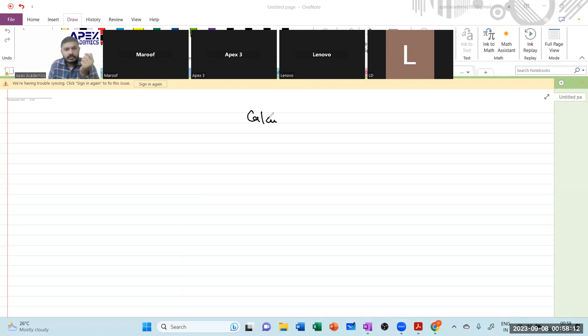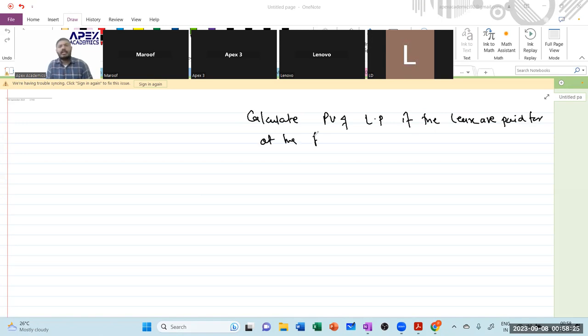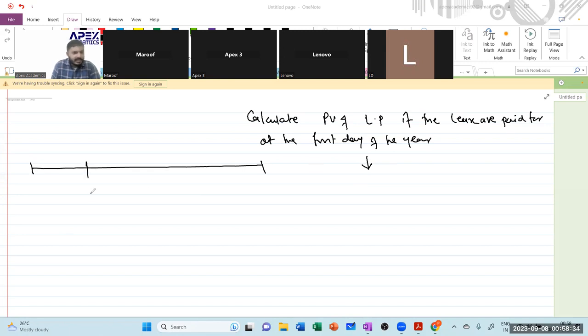Calculate present value of lease payments if the lease payments are paid at the first day of the year. Let us discuss. Let's take a 3-year lease.